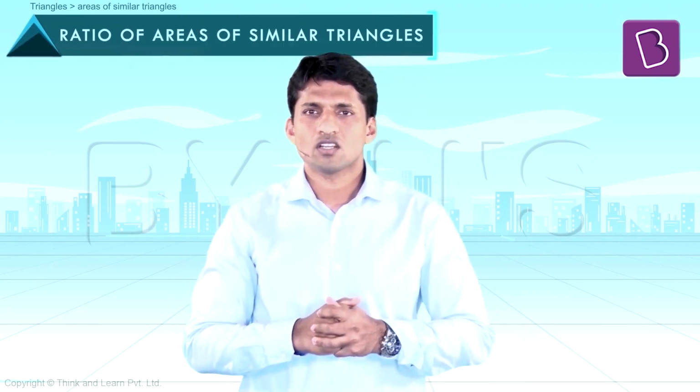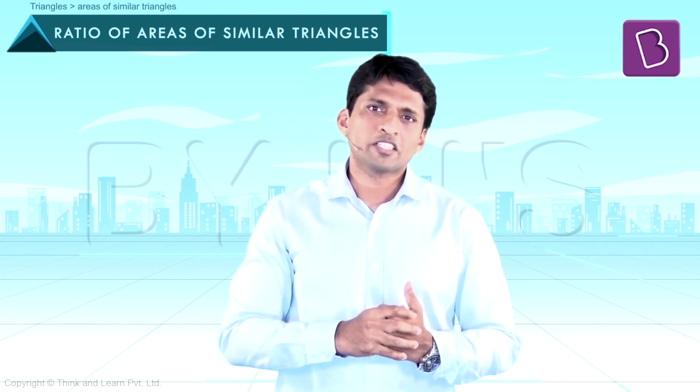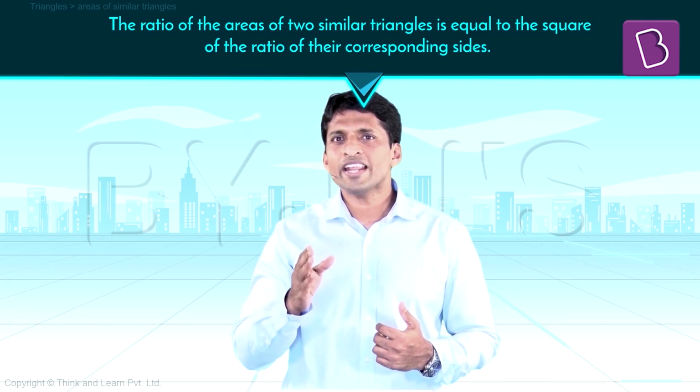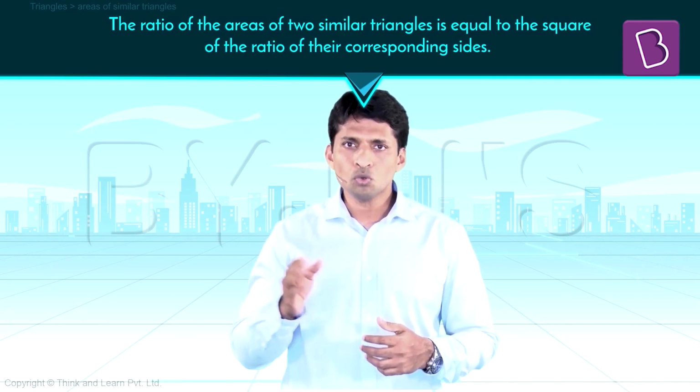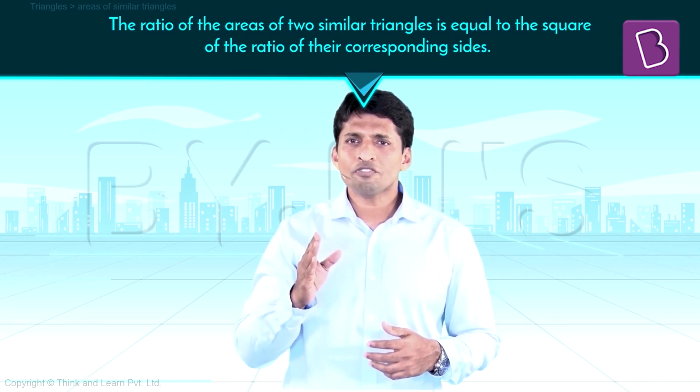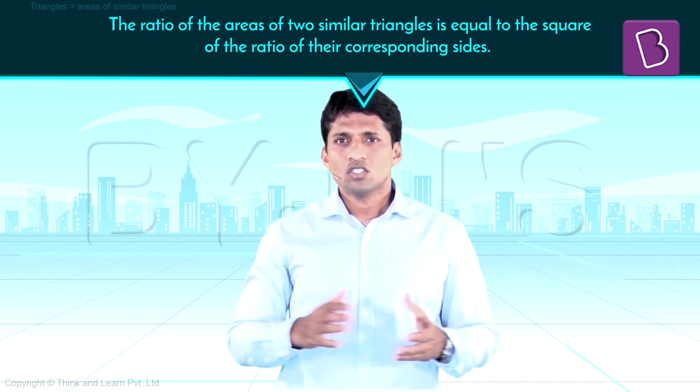We look at similar triangles, and what can you say about the areas of similar triangles? So there is an important theorem here. Let me state that theorem. Ratio of areas of two similar triangles will be equal to the square of the ratio of their corresponding sides.